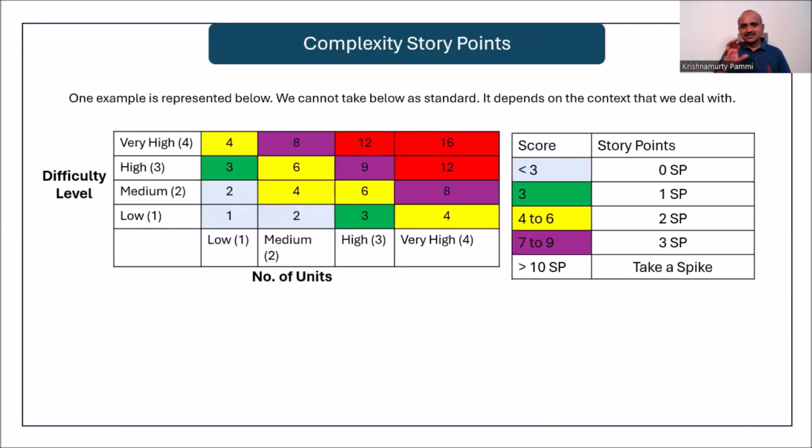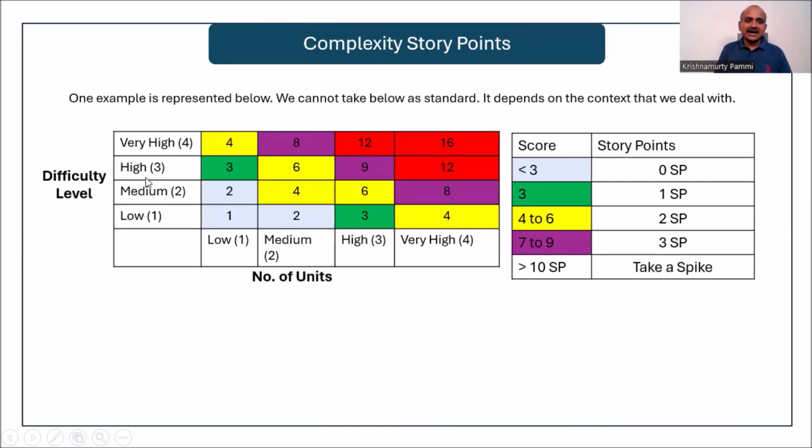Some sample thing, it's not a standard, but I just want to give a thought process for you. Okay, when it comes to dealing with complexity, when you want to claim certain story points for complexity, you can put an X and Y axis here. That means number of units, more, that means number of functions, APIs you're dealing with, business rules or configurations, the database components. So there's a number of units here, and difficulty level.